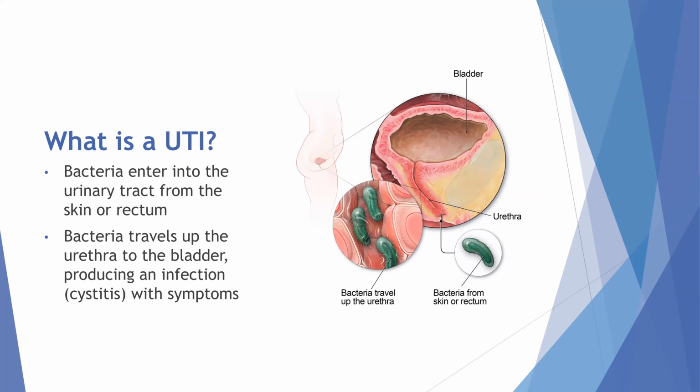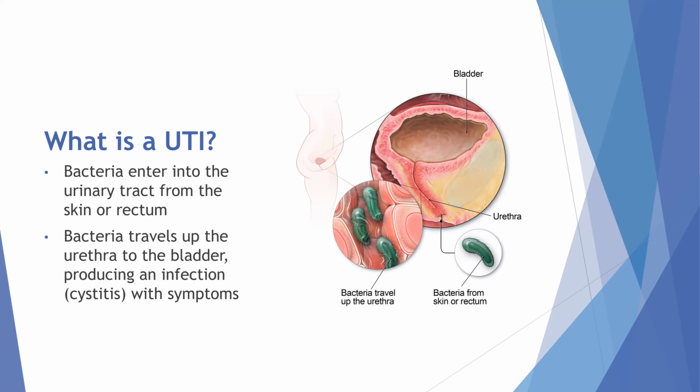And then UTIs are most commonly caused by E. coli, which is a type of bacteria commonly found in the GI tract, but some other bacteria can be the cause. Women are more prone to getting UTIs because their urethra, the tube that you saw on the previous slide from the bladder to where the urine comes out of the body, is shorter than a man's. It makes it easier for bacteria to travel up into the bladder.